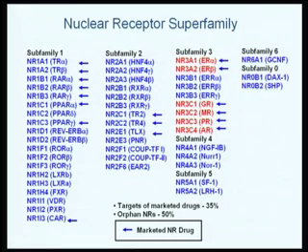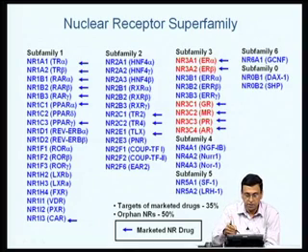Now, what we discussed today is just about one class of receptors, what are called the type 1 receptors, namely the estrogen receptors, glucocorticoid receptor, mineralocorticoid receptor, progesterone receptor, androgen receptor.